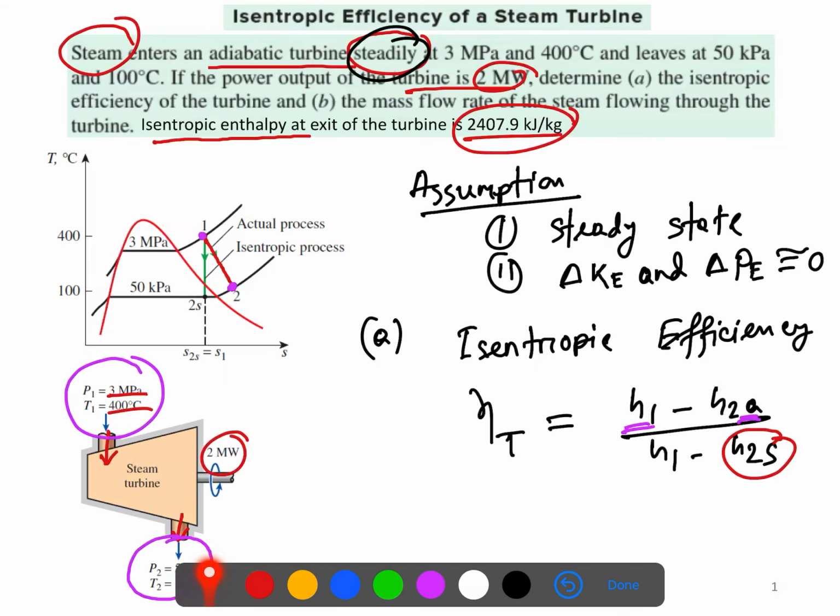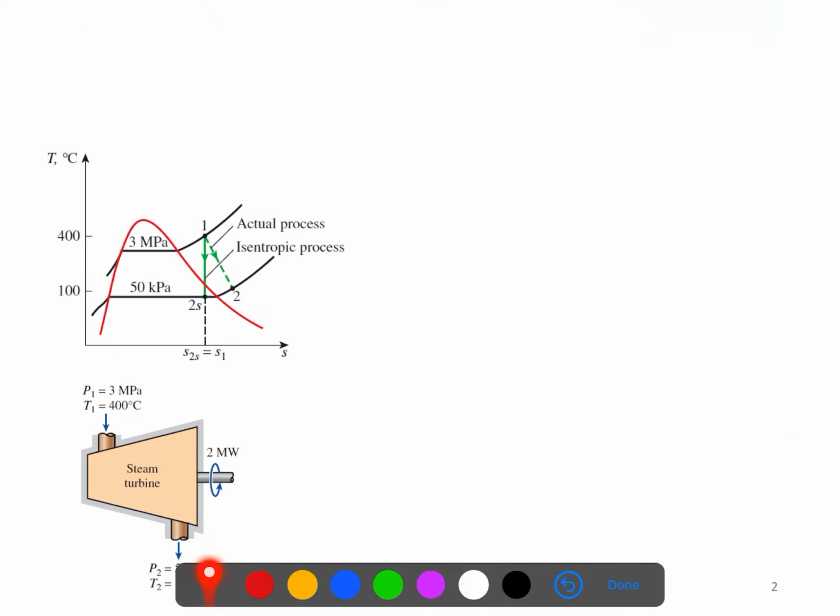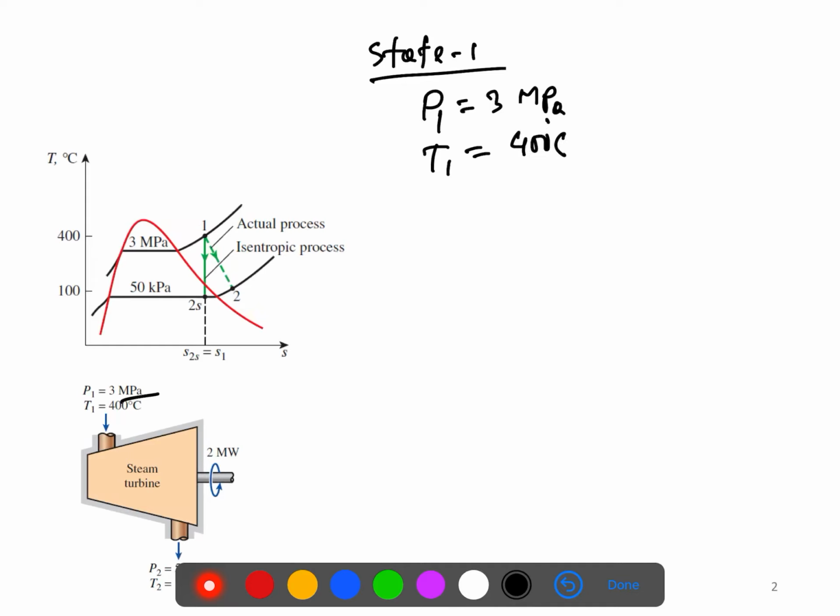What we will do, guys, is calculate H1 by using these properties, and calculate H2a by using these properties. Okay, so let's do that. For state 1, we know the pressure P1 is 3 MPa and T1 is 400 degrees centigrade. For these two values, we will use table A6 for superheated water.